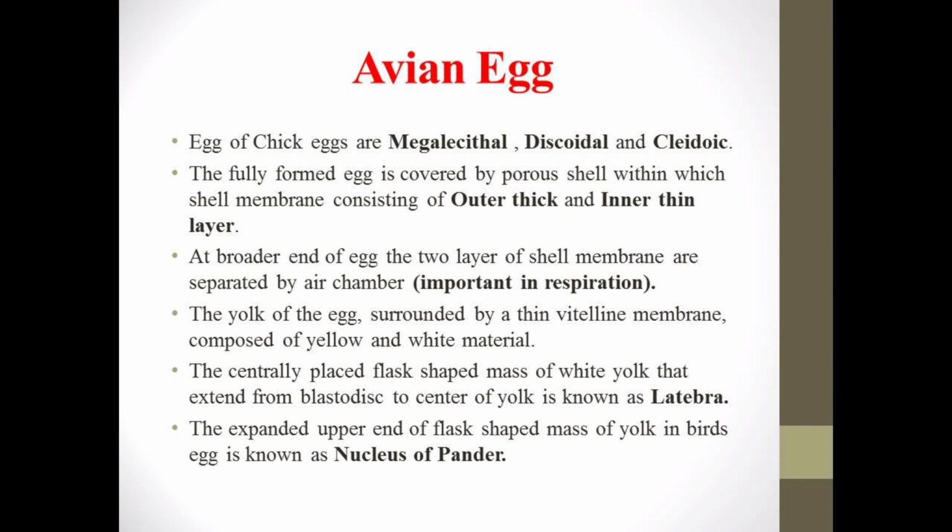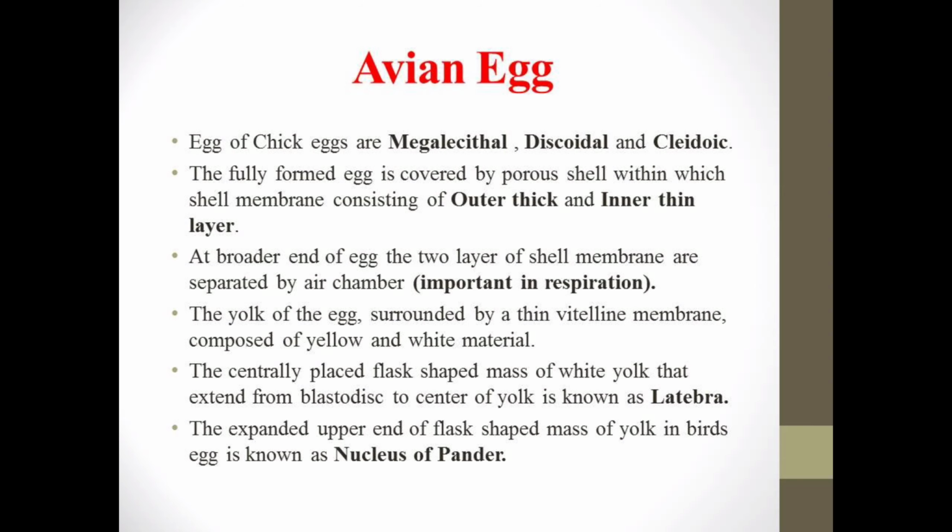And the blastodisc is an area in the developed egg which is devoid of yolk. Now talking about the next structure, the yolk of the egg is surrounded by a thin vitelline membrane that may be composed of yellow or white material, and the centrally placed flask-shaped structure of white yolk that extends from the blastodisc to the center of the yolk is known as the latebra, and the upper end of the flask-shaped mass of yolk, the latebra, is expanded and known as the nucleus of Pander.